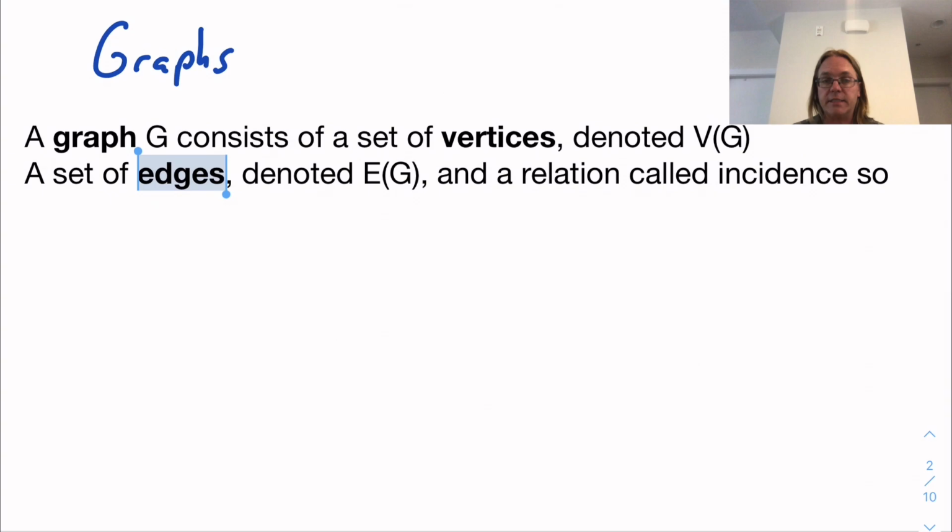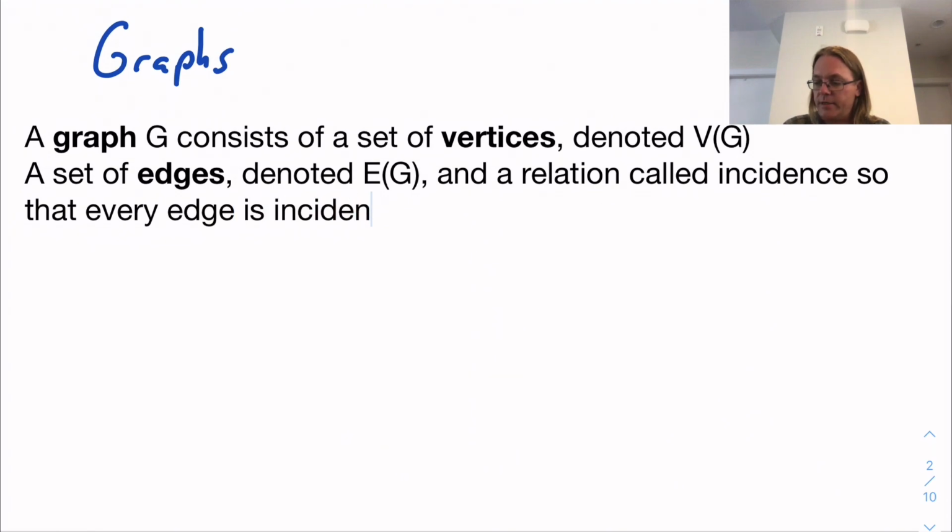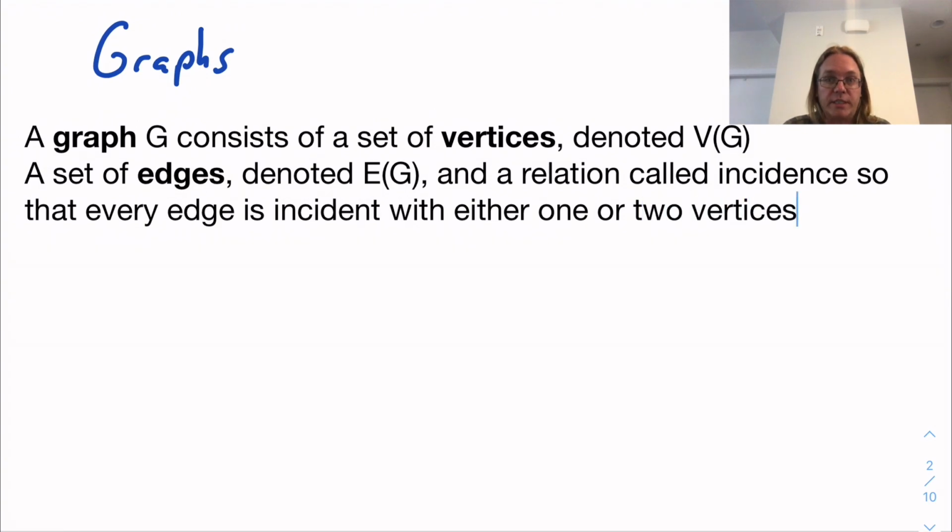What that means is if I give you a pair, one vertex and one edge, you can ask, are they incident or are they not? That's what the incidence relation is. But in order to be a graph, your incidence relation has to satisfy an additional property. The rule is that every edge is incident with either one or two vertices. And these are called its ends.